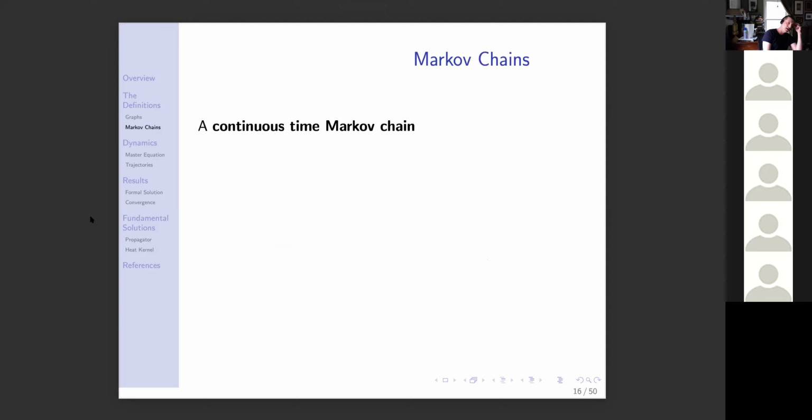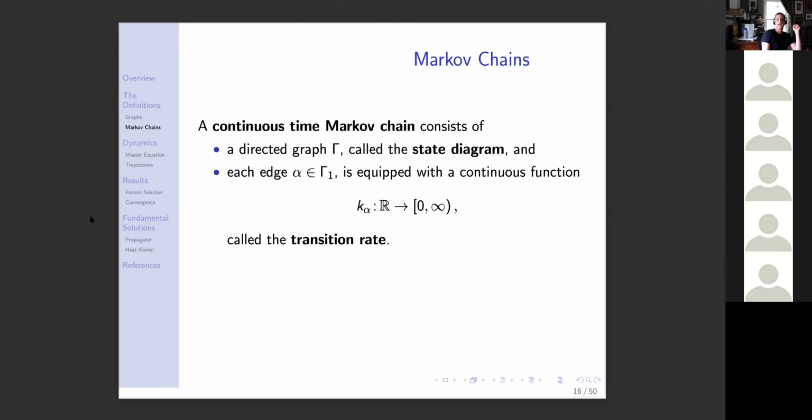So what's a continuous time Markov chain? This is the main definition of our talk. It is a directed graph called the state diagram. Each edge of the directed graph is equipped with a continuous function from the real numbers to the non-negative real numbers called the transition rate. So every edge is labeled by a non-negative continuous function called the transition rate.